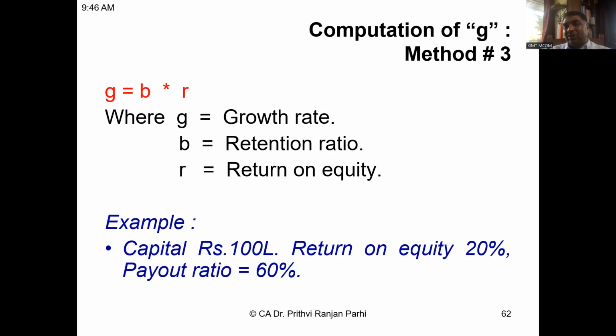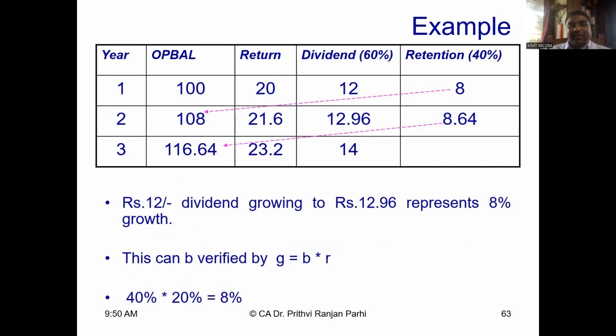Payout ratio 60% means the company is paying 60%. When I say payout is 60%, that means retention is 40%. The question has purposefully not told you what the retention ratio is. It is saying payout. Paying 60% means retaining how much? 40%. So 40% into 20% is the growth. Okay, 40% into 20% is the growth.